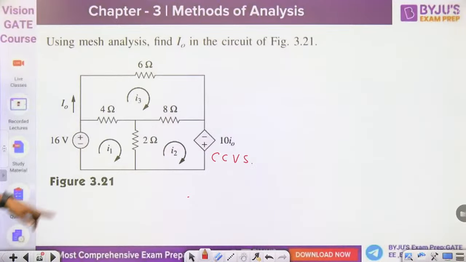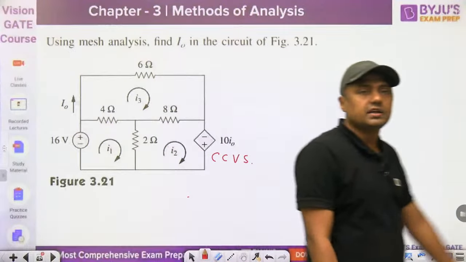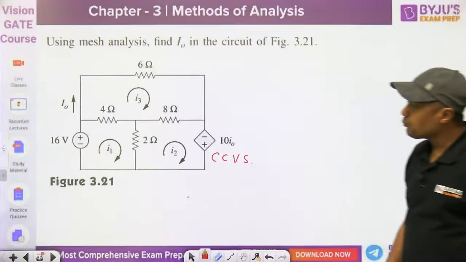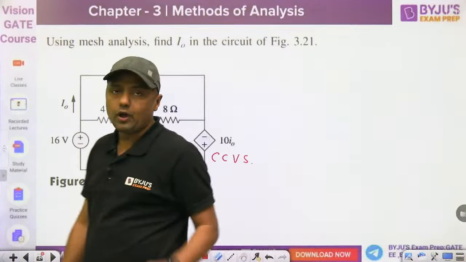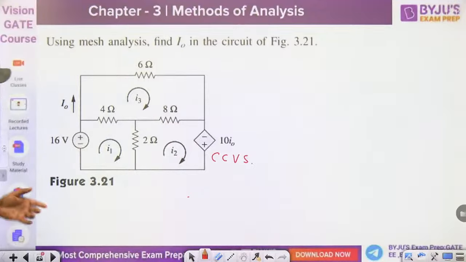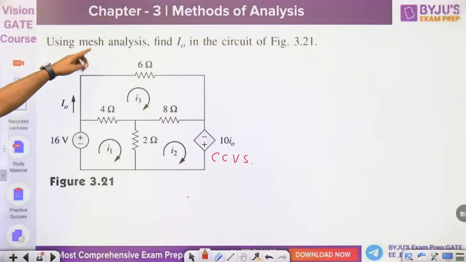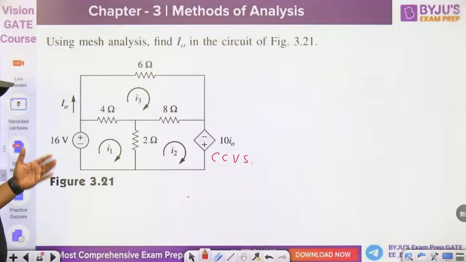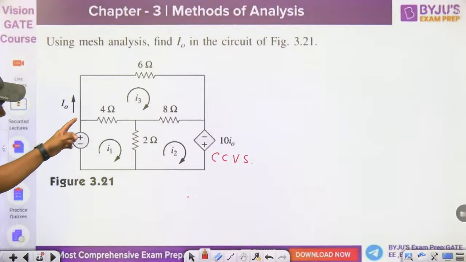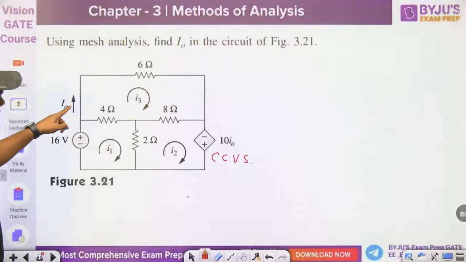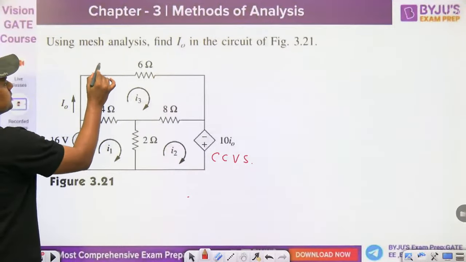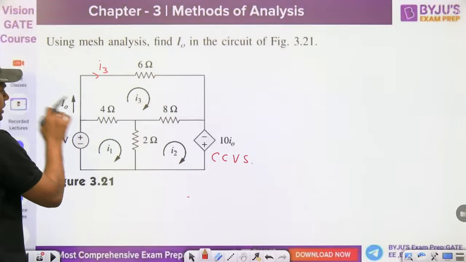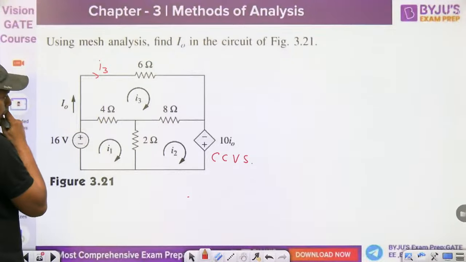Quickly write the equation. This is again an unsolved numerical from Alexander and Sadiku, figure number 3.21 if you have the 5th edition. Using mesh analysis, find I naught in the circuit. Mesh analysis is given, so we use mesh analysis this time. Now I3 is I naught. Watch this. I3 is nothing but I naught here.